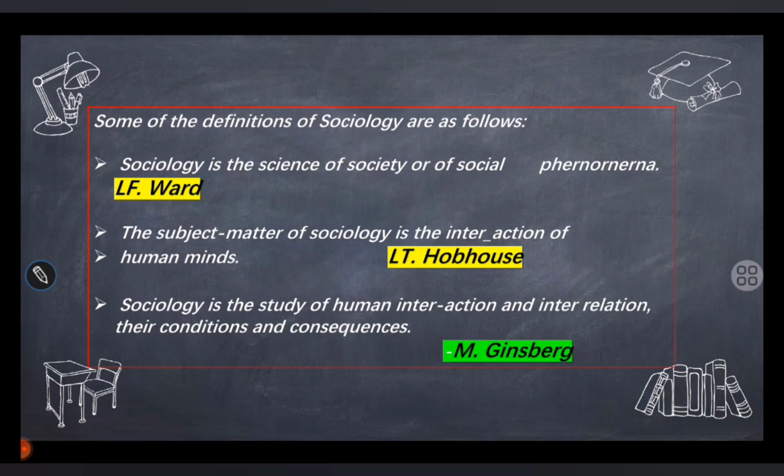The second definition is given by L.T. Hobhouse, who said the subject matter of sociology is the interaction of human minds. What does it mean? Yes, the main focus of sociology is the interaction of human minds. It examines how people think, communicate, and engage with one another within the context of society.